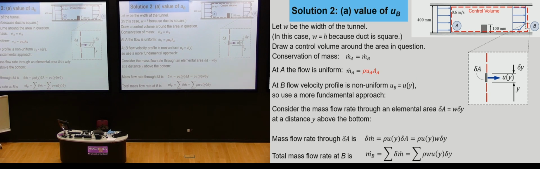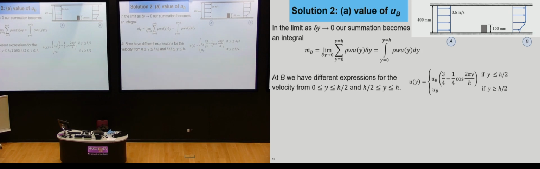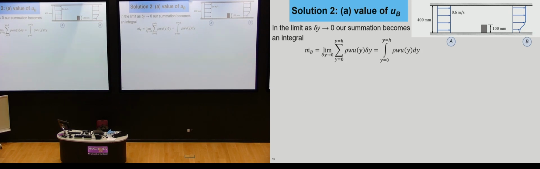So as before, in order to work out this summation, we make that elemental area get smaller and smaller and smaller. So delta y gets smaller and smaller, so it tends to 0. And as it tends to 0, we know from our calculus that the limit, as delta y tends to 0, gives us an integral. Now we can evaluate that integral because we know what the velocity profile is. We're given that velocity profile.